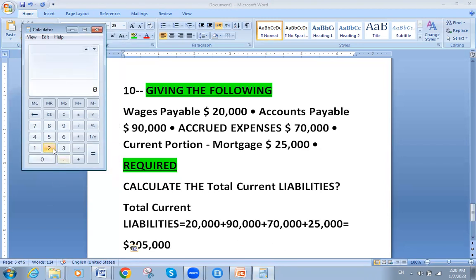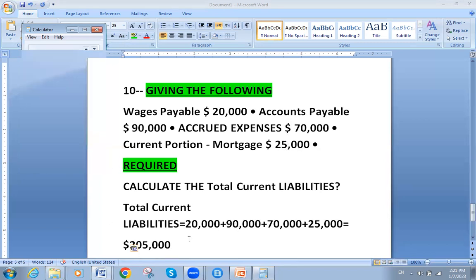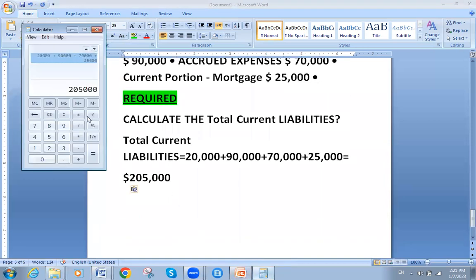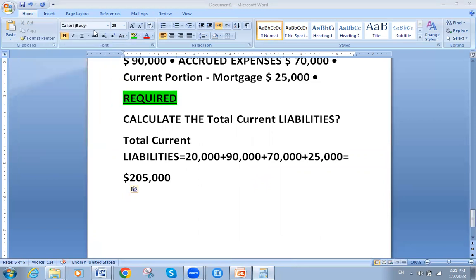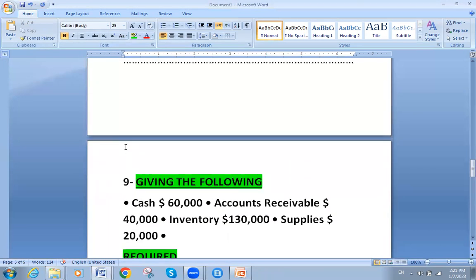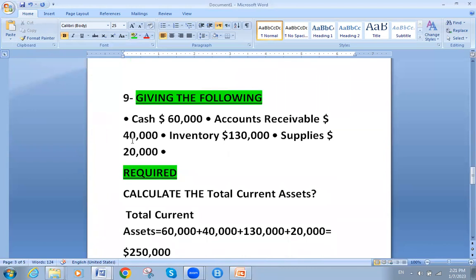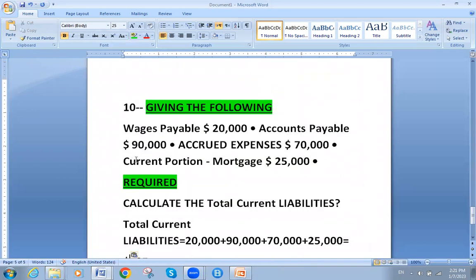So here 20,000, plus accounts payable 90,000, plus 70,000, plus 25,000. That will equal, see, 205,000, exactly like our same results here. 205,000. So today we had an example about how to calculate the total current assets, and how to calculate the total current liabilities.